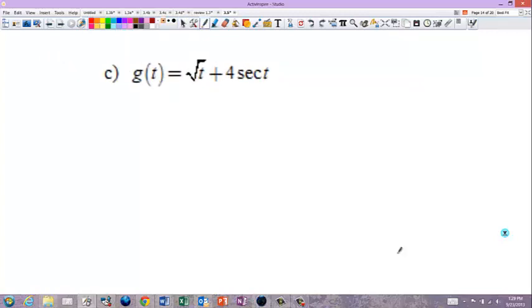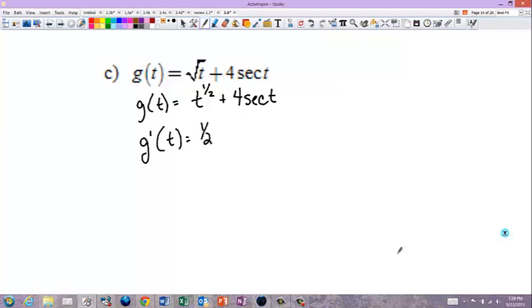I'm going to rewrite this as t to the 1/2 plus 4 secant of t, just to make it easier to take the derivative. G prime of t is 1/2 t to the negative 1/2 plus the derivative of secant is secant tan. The 4 just sits. Tan of t. And that's it. D.